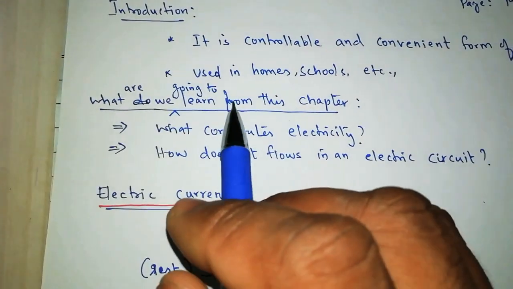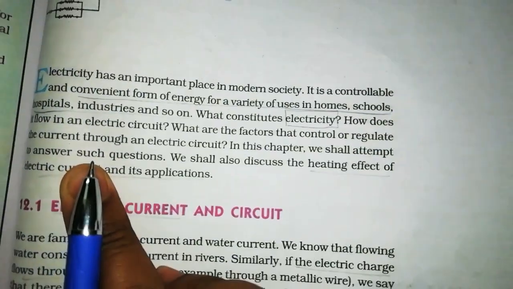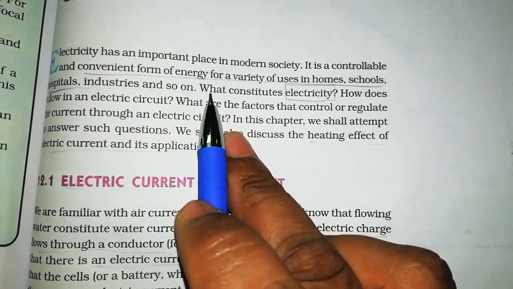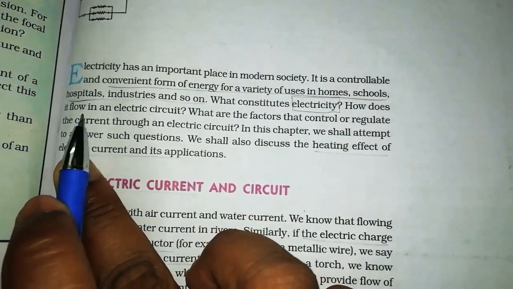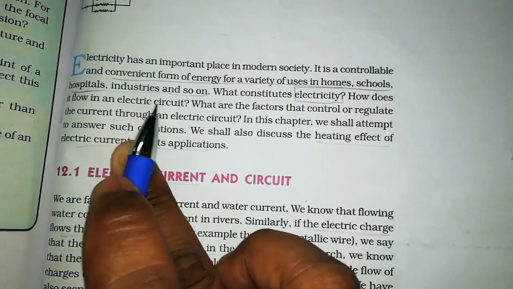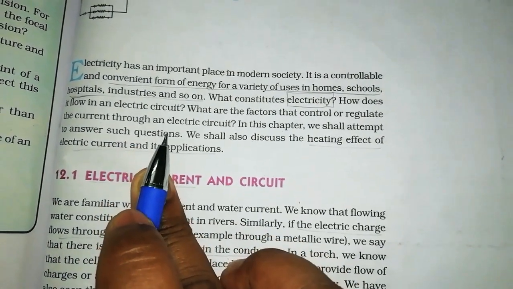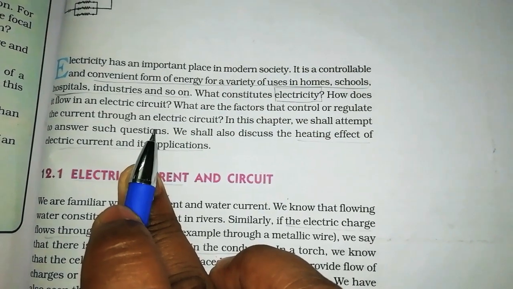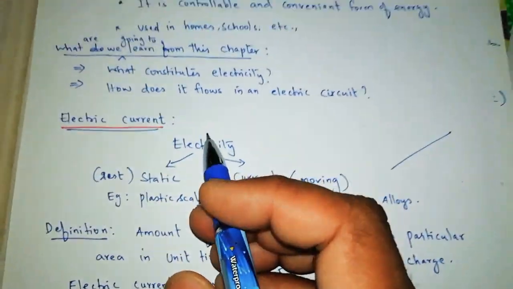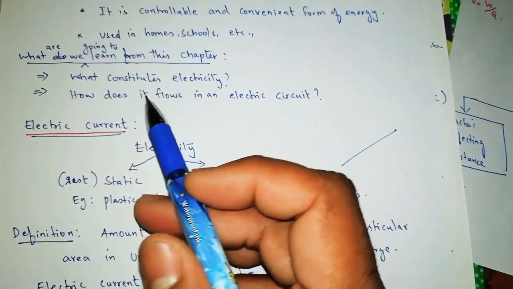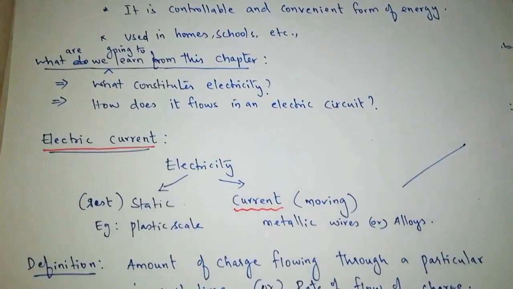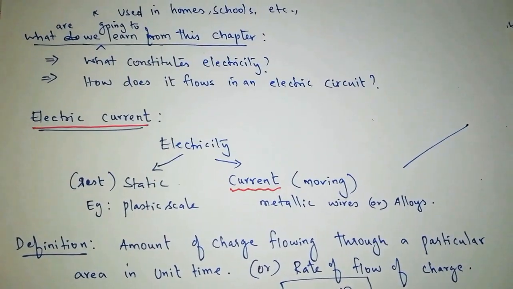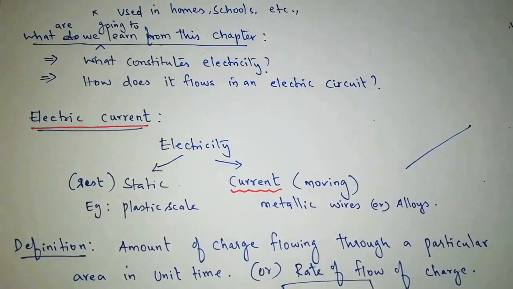What are we going to learn from this chapter? So here in this page also we can find the answers for this. Not answers, actually some questions are there. What constitutes electricity? How does it flow in an electric circuit? What are the factors that control or regulate the current through an electric circuit? So same thing, I have written two things here. And we are going to find some more answers for some other questions also in this chapter.